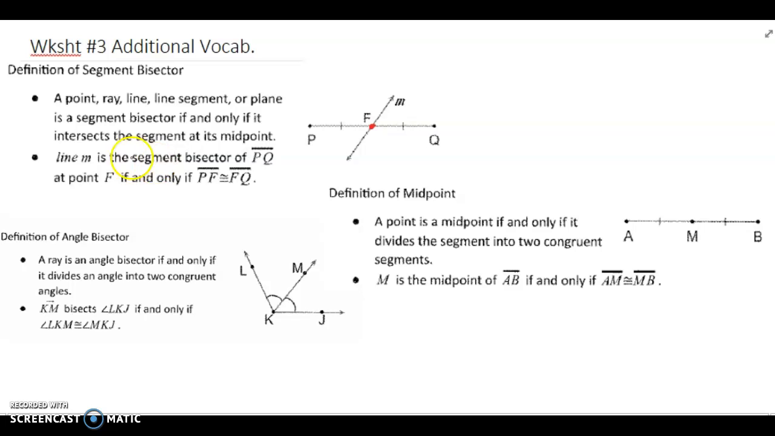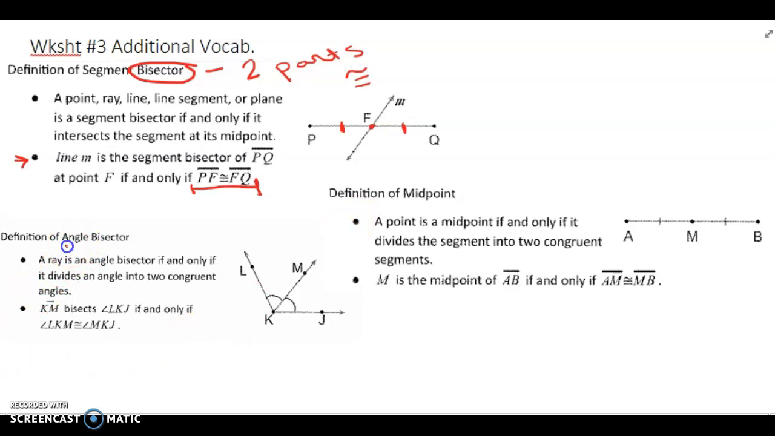Okay, and if F is a midpoint, read this one here, at point F, if and only if PF is congruent to FQ. So this side is congruent to this side. So if it tells you that something is a bisector, there should be a red flag that you have 2 parts that are congruent. Okay, that's what bisect means.